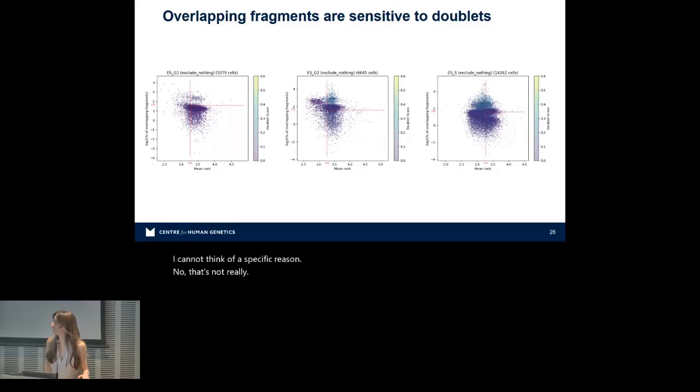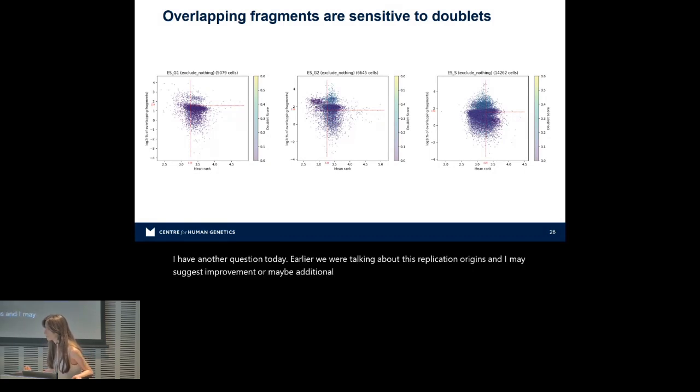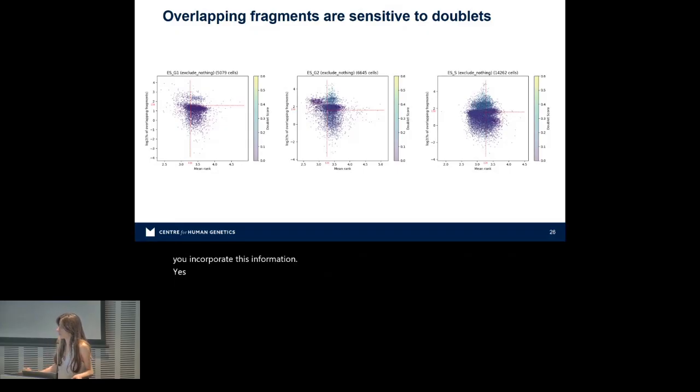I have another question. Today earlier we were talking about these replication origins, and I may suggest an improvement or maybe an additional metric, because if you have the replication origins, from them you would see your doubling feature that you see, right, which would start increasing. So instead of randomly having these windows, there could be a way that you incorporate this information. Yes, that's a good idea. Thank you so much. Thank you very much.